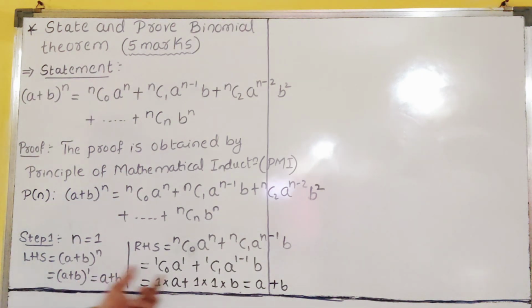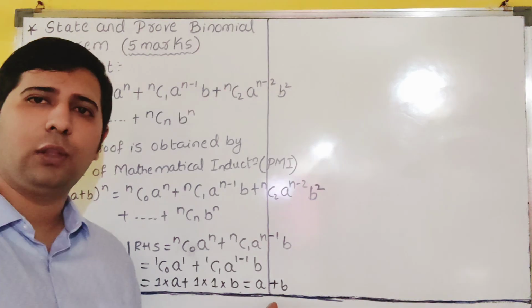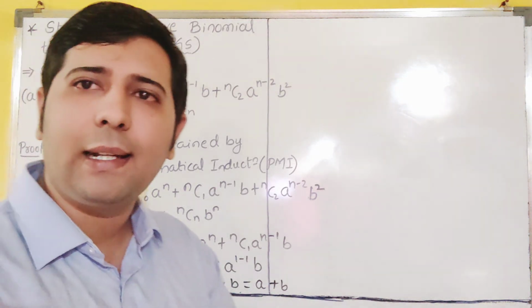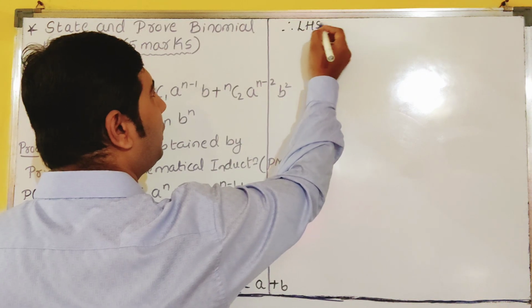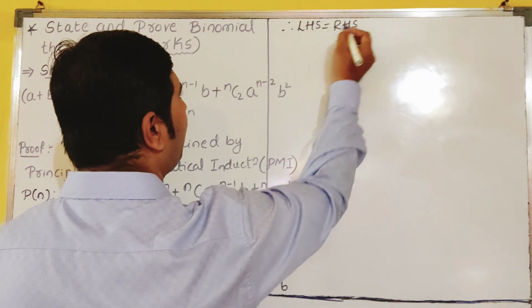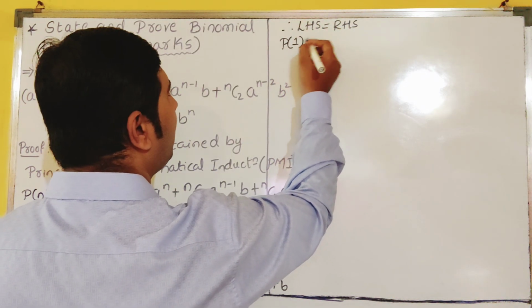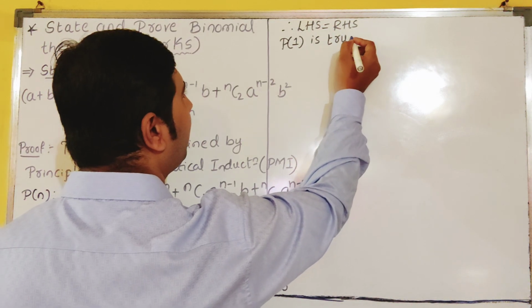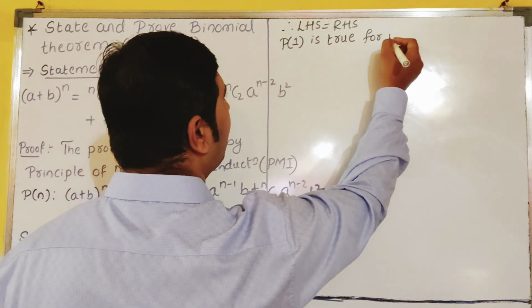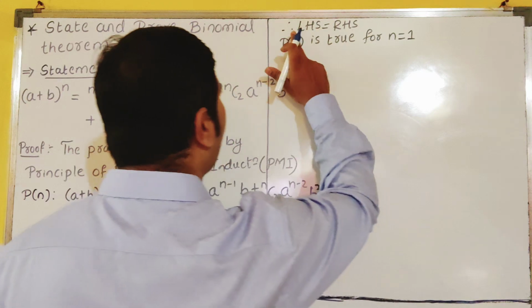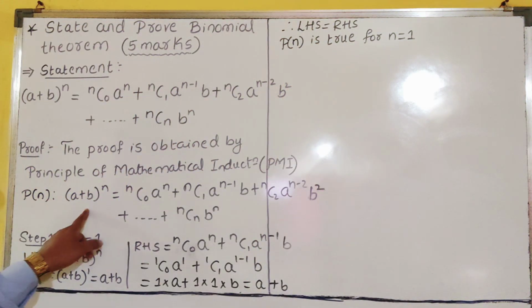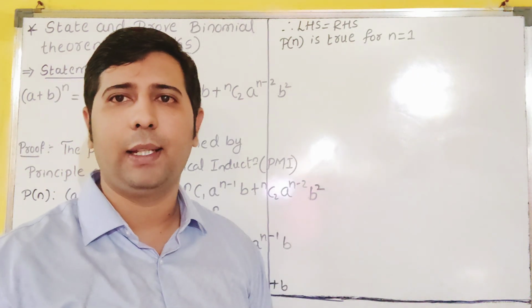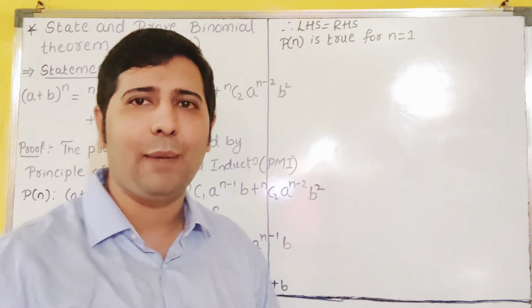See your LHS and RHS, both are same or not? LHS I got A plus B, RHS also A plus B. So we can write this as, therefore, LHS is equal to RHS. P of 1 is true for n is equal to 1, dear students. Or otherwise, P of n is true for n is equal to 1. I hope it is clear. Now next step we will go.